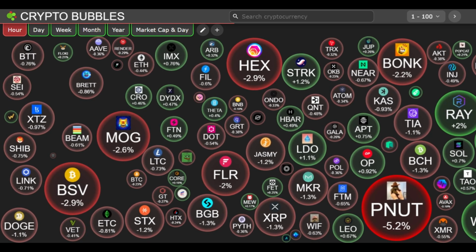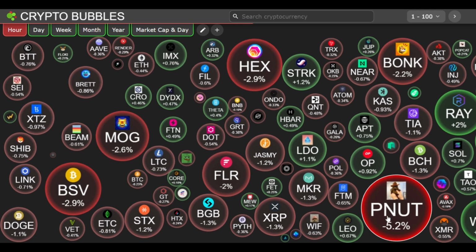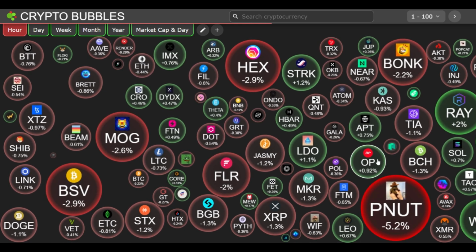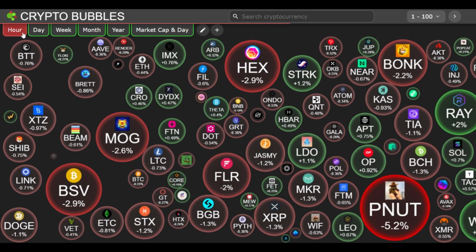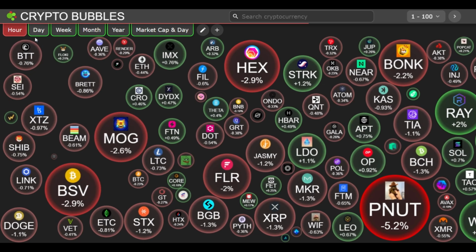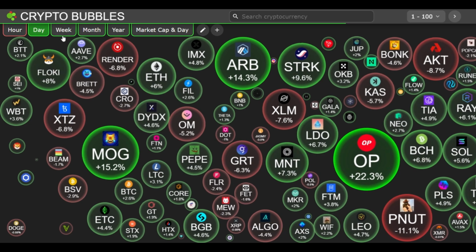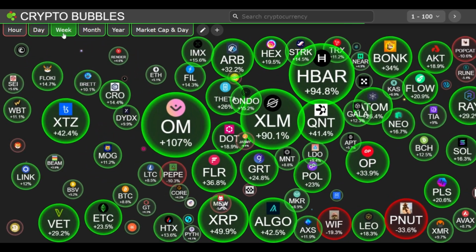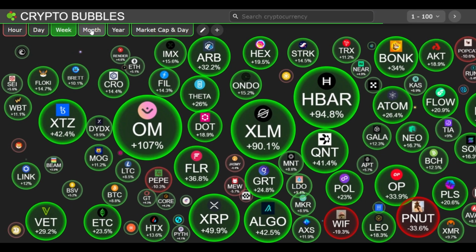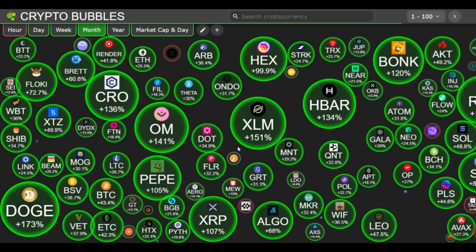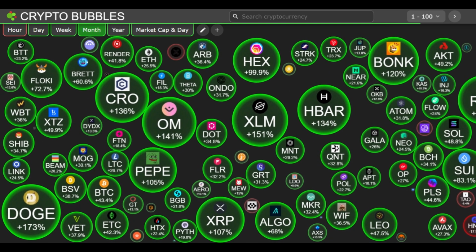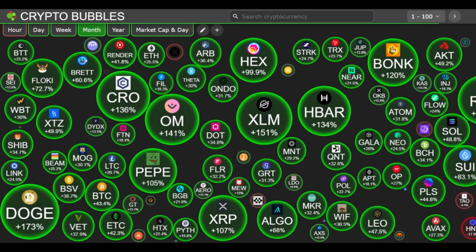If we go on to Crypto Bubbles, you're going to see some are green, some are red. Red means they're down for the day. Green means that they're doing good for the day. Over here we can toggle for the day, that got a little more green. For the week, that got a lot more green. And for the month, as you can see, at a glance, everything is up for the last month.